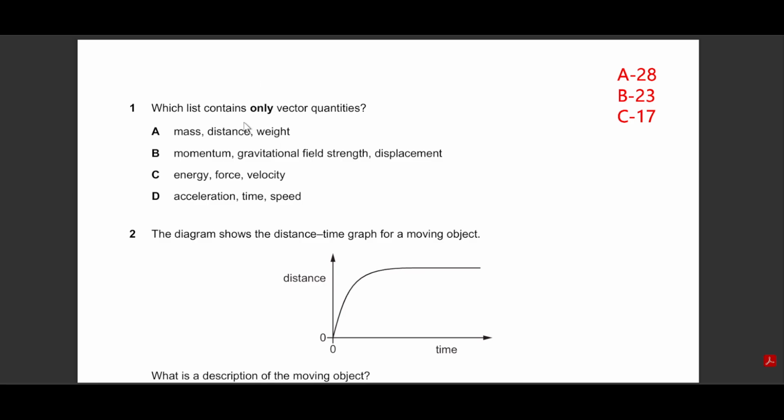This is Physics Paper 1, 5054, O-Levels. The grade threshold out of 40 is mentioned here. Let's start with the first question. Which list contains only vectors?